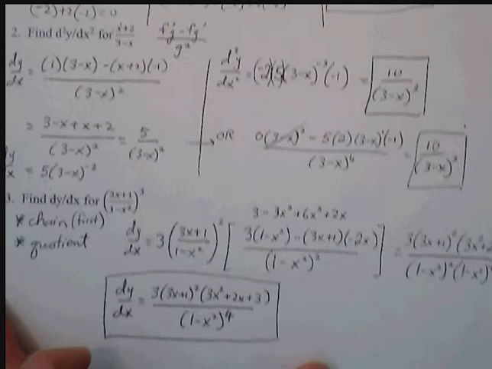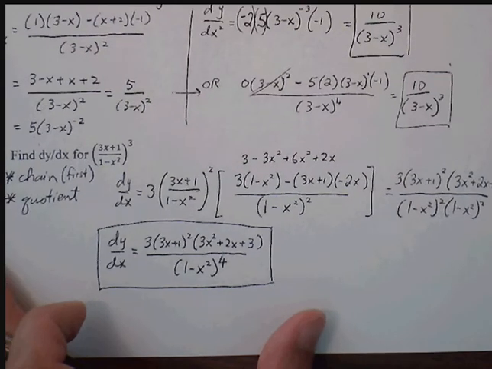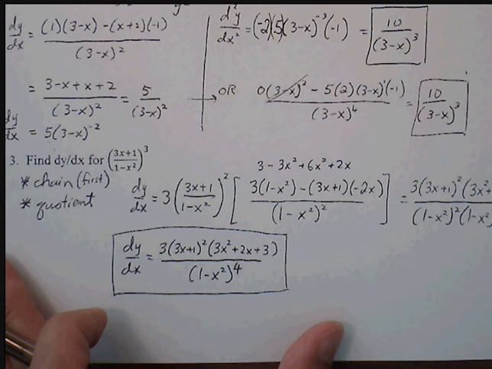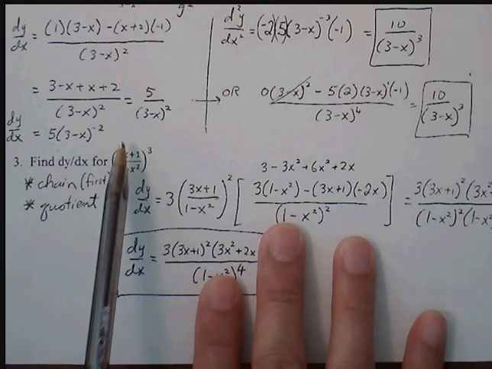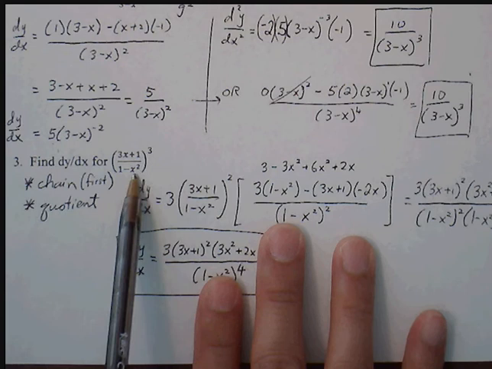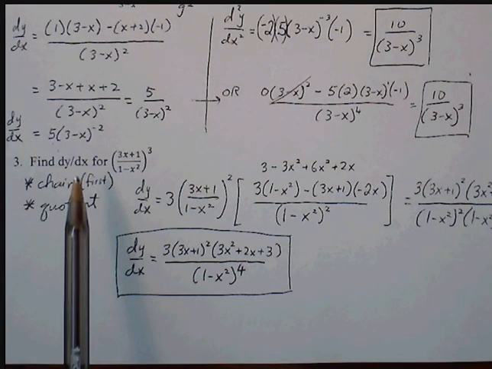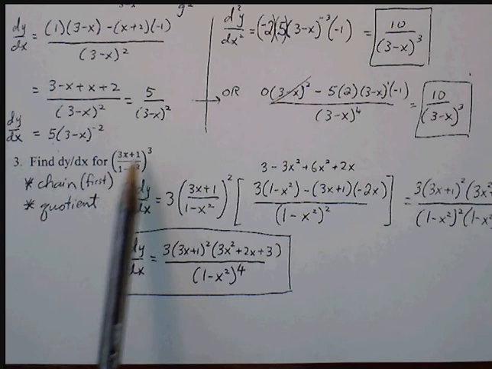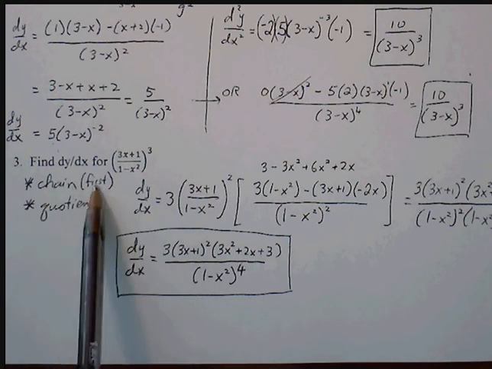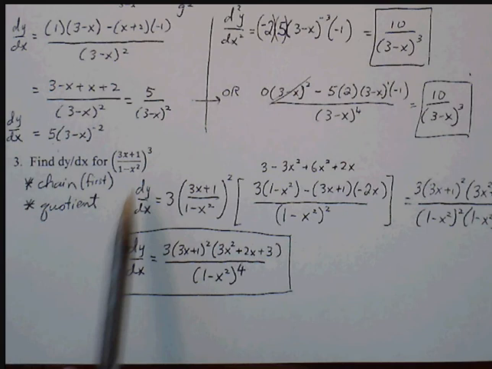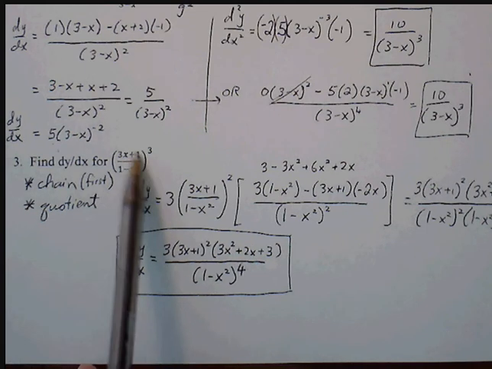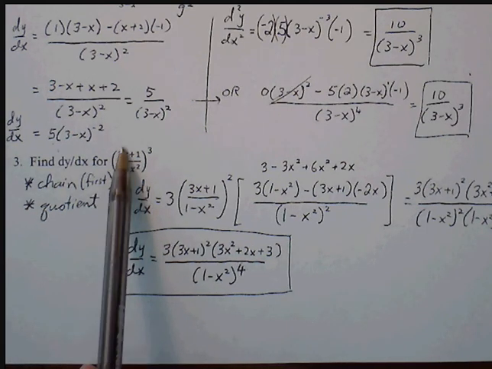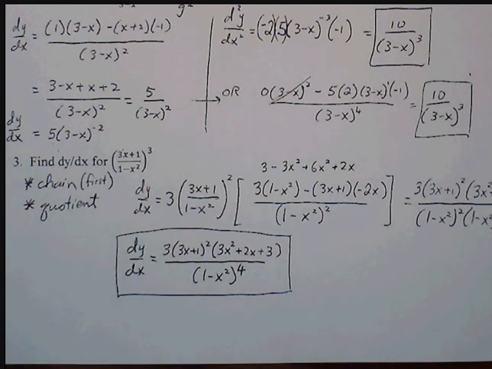All right, last one here, number 3. Find dy dx for 3x plus 1 cubed over 1 minus x squared. All right, if we want to find the derivative, notice that the exponent is over the entire expression. So that tells us that we're going to take care of the outer function first. In this case, we'll take care of the chain rule. Once we apply the chain rule, then we can worry about what's inside the parentheses, and looking at the inside parentheses, the expression is related by division, so we can go through quotient rule. But first, chain rule.